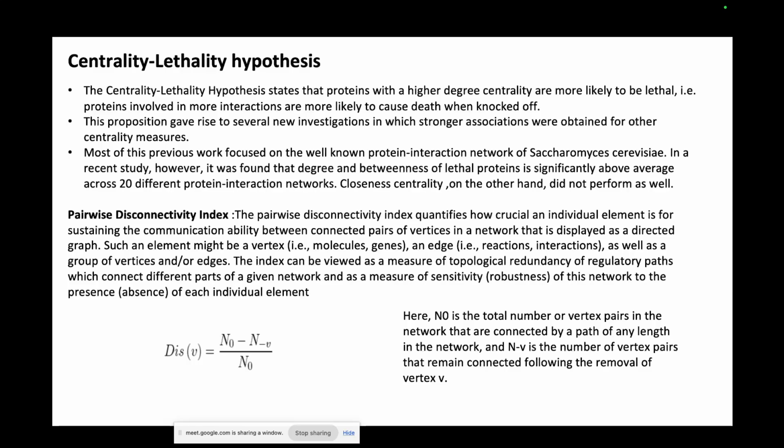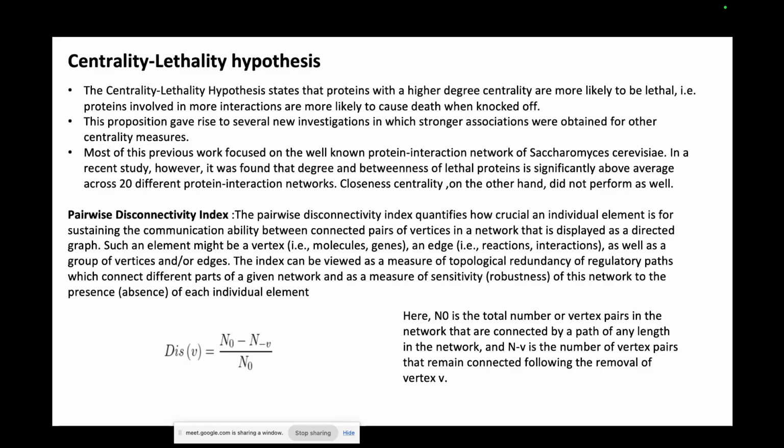Now, if you imagine a protein that is actually connected to a lot of other proteins, that particular node or that particular protein has the highest number of degrees that are associated with it. So what it means is it is very essential to the network. So without that particular protein or that particular node, it's very hard for the network to sustain itself. So the centrality lethality hypothesis iterates that the higher the centrality, the more lethal is that particular protein.